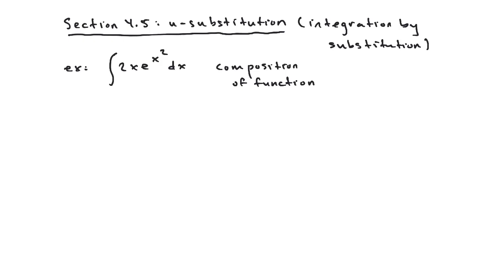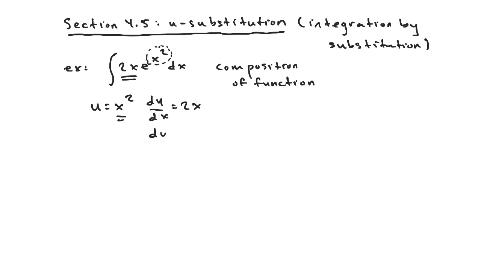So if I call this x squared my inner function, because it's the inside of a function, then its derivative appears here on the main line as 2x. So what we can do is what's called a u-Substitution. We say u is equal to x squared, so this is our inner function, then we can say du dx equals 2x, and so du equals 2x dx.